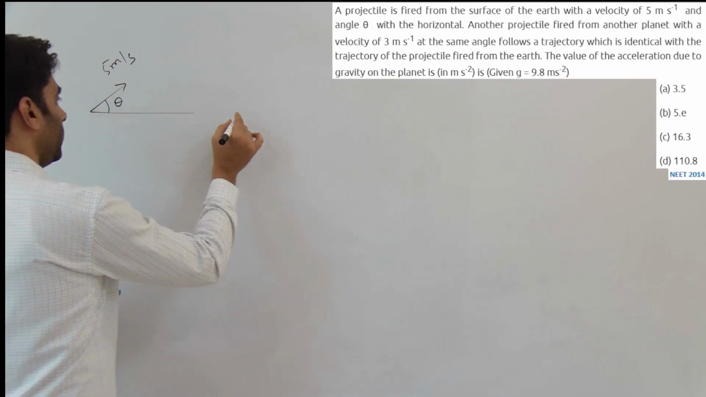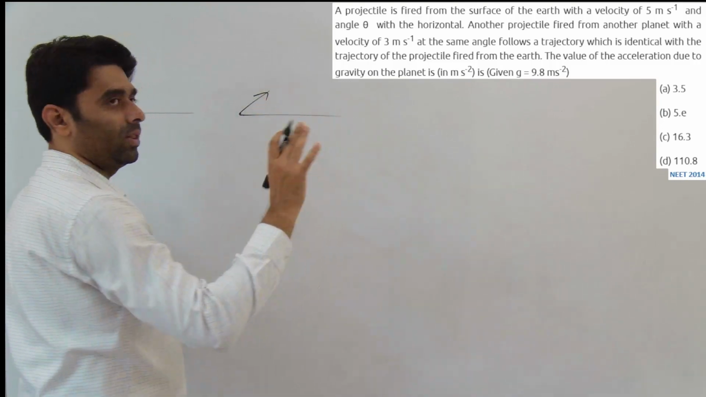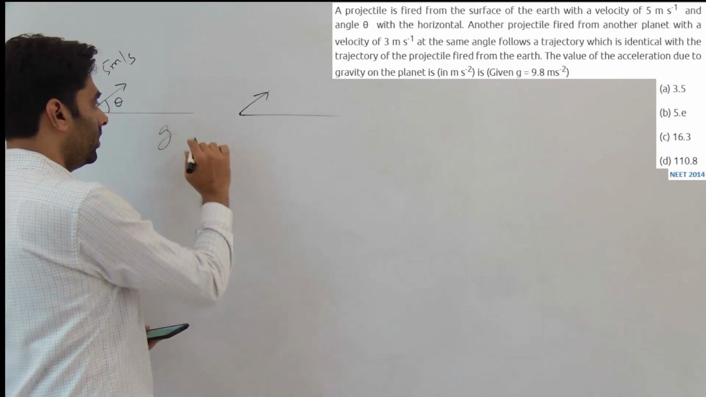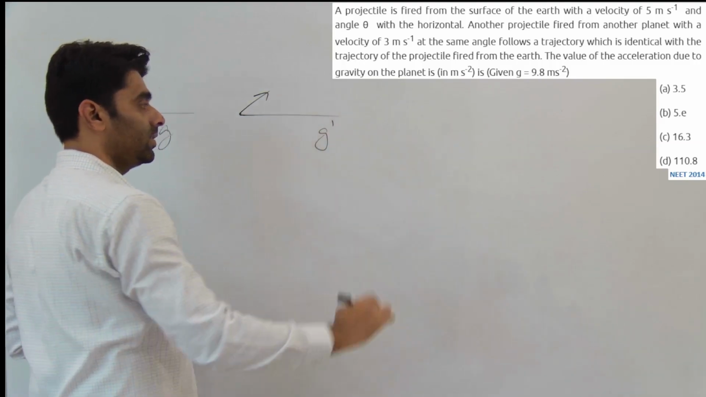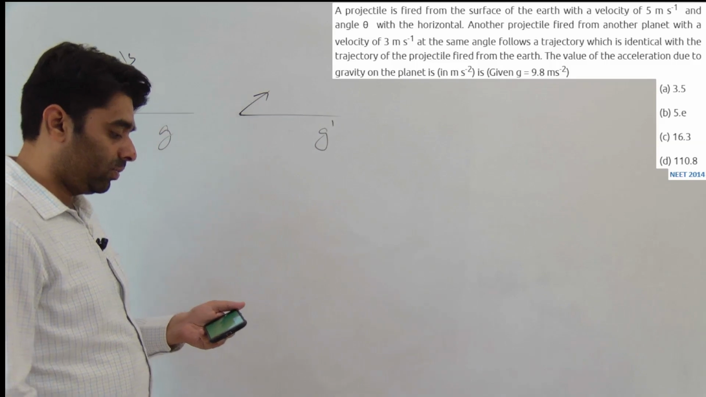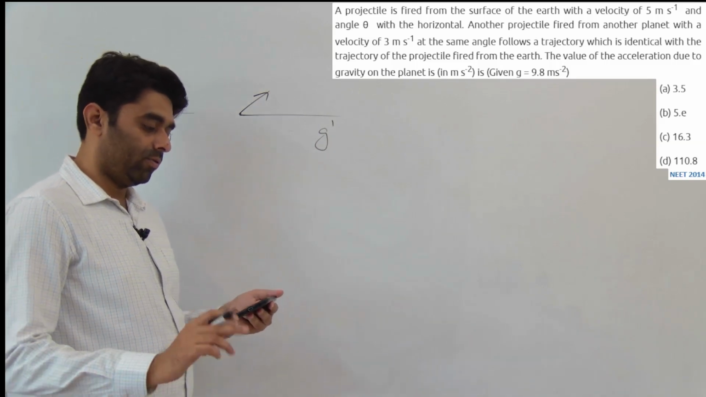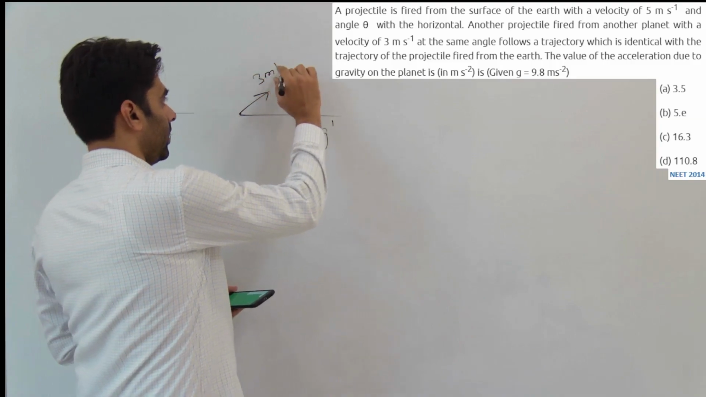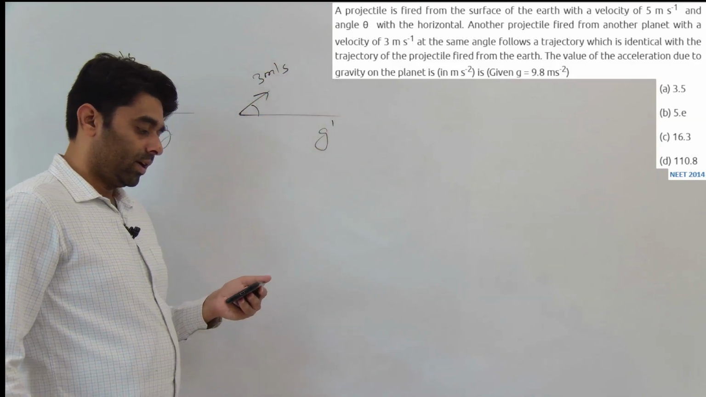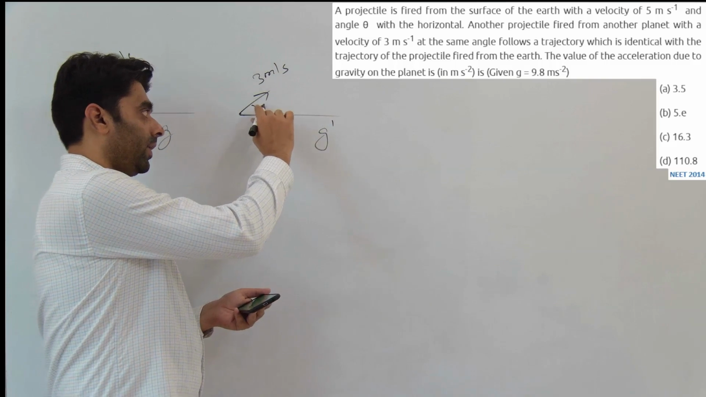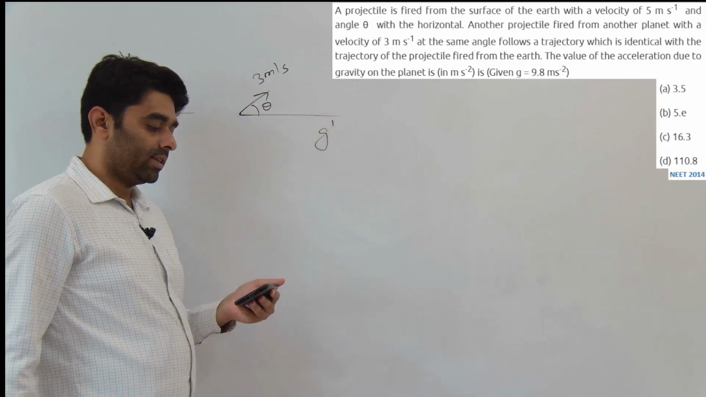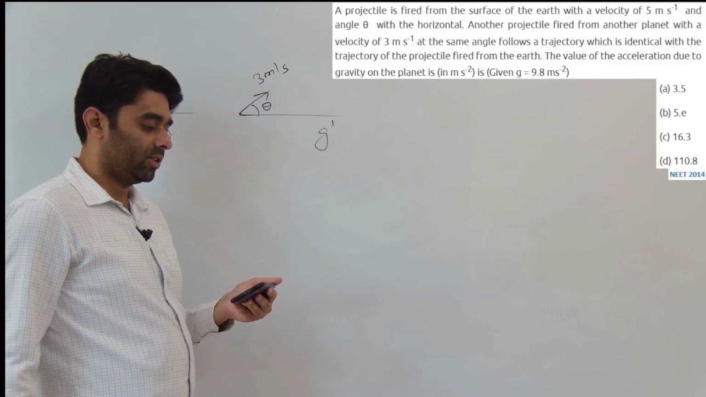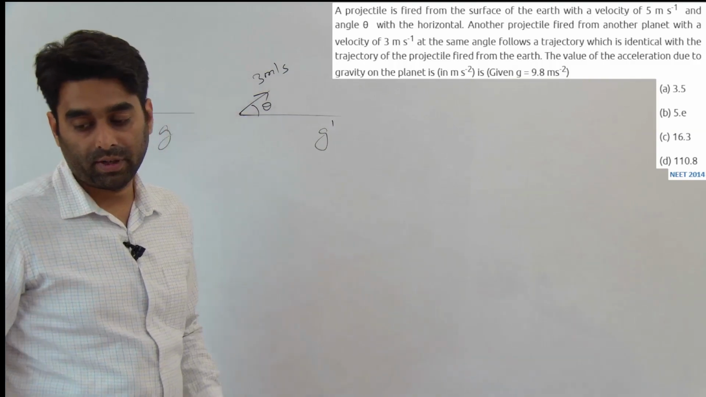Now it is given to you. It's kind of a gravitation thing also, but all that will not be required. Just the thing what will change at another planet. If over here on Earth it is g, let us say over here it is g dash. So another projectile fired from another planet with a velocity of 3 meter per second at the same angle, theta only, follows a trajectory which is identical with the trajectory of the projectile fired from the Earth. The value of acceleration due to gravity on the planet is, fine, well and good.